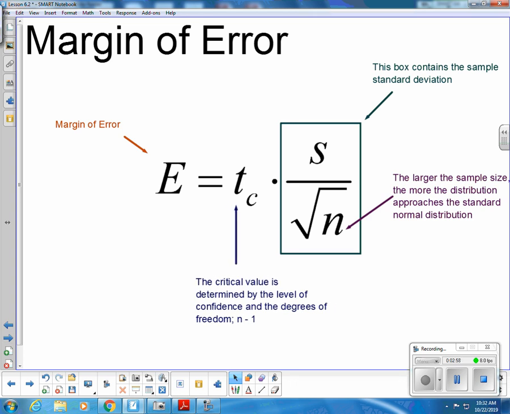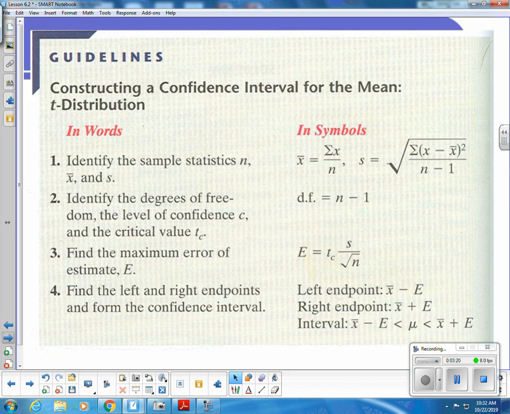All right? So again, this is going to be used when we do not have the population standard deviation. The t-distribution is used when you do not have a population standard deviation. Good? All right.